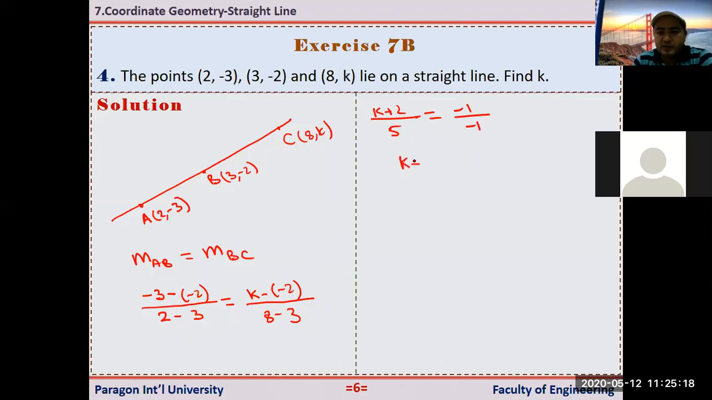So from here, k plus 2 is equal to 5. Then what is the value of k? It is equal to 3.